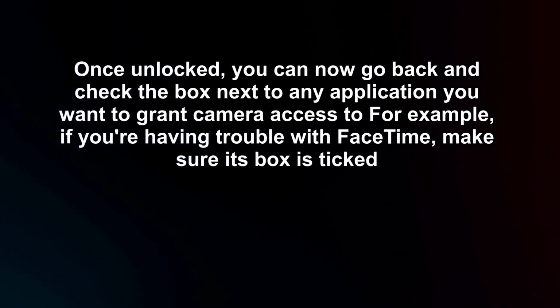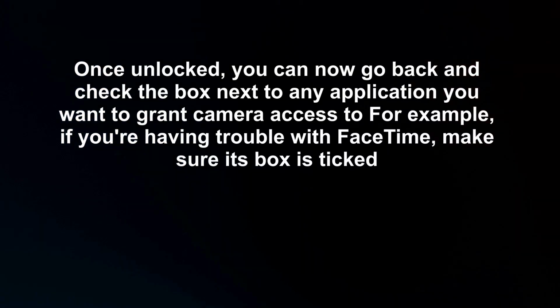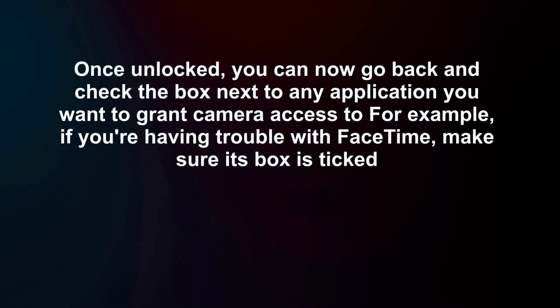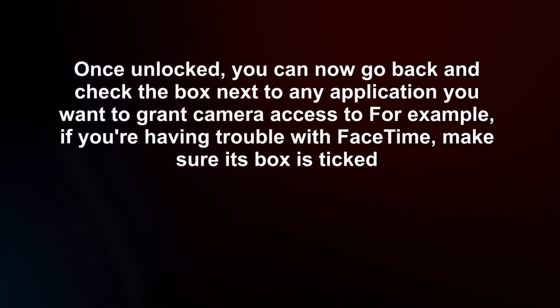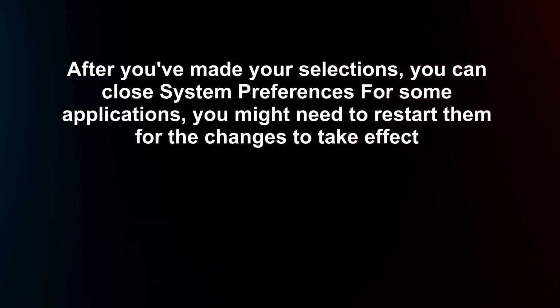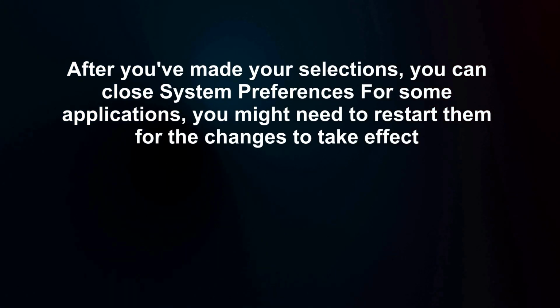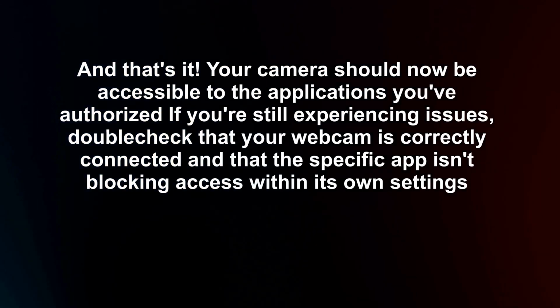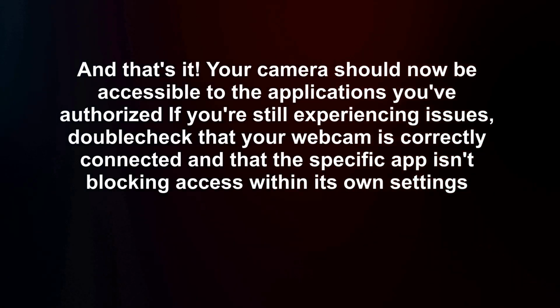Once unlocked, you can now go back and check the box next to any application you want to grant camera access to. For example, if you're having trouble with FaceTime, make sure its box is ticked. After you've made your selections, you can close System Preferences. For some applications, you might need to restart them for the changes to take effect. And that's it. Your camera should now be accessible to the applications you've authorized.